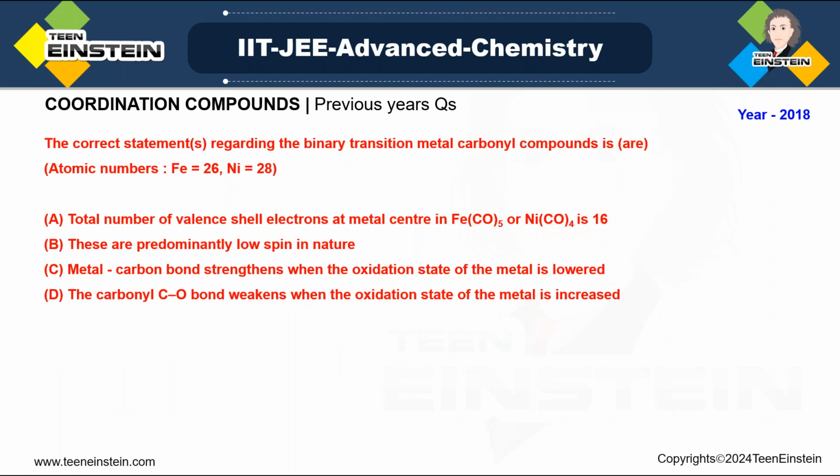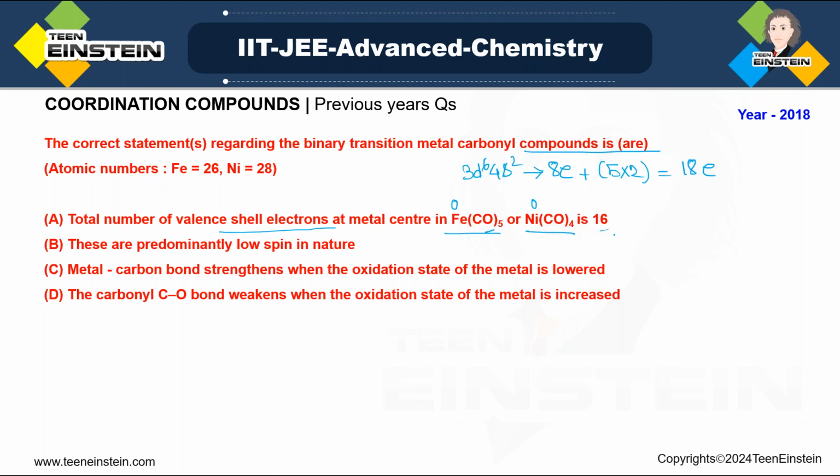The correct statement regarding binary transition metal carbonyl compounds is or are: the total number of valence electrons at metal center. Now here we have neutral ligand. And for iron and nickel, both are zero oxidation state. When iron is 0, it is 3d6 4s2. That means total 8 electrons. Now 8 electrons, and from CO there will be 2 electrons for each CO. That means 5 into 2, 10. So it is 18 electron. It is not 16. So this is enough to cancel this statement.